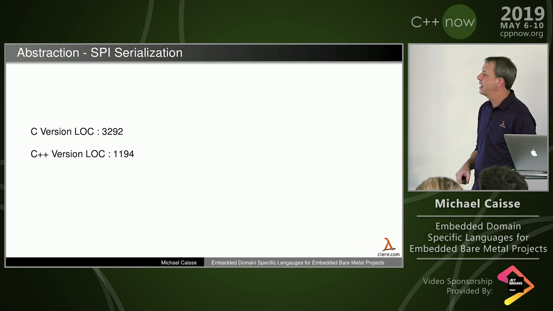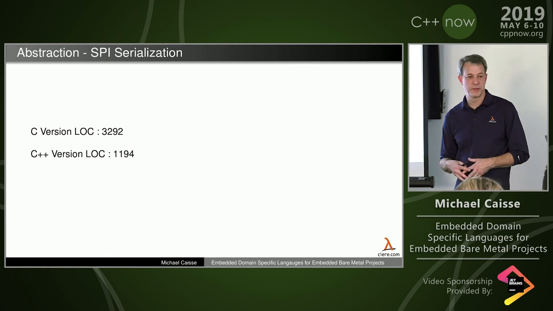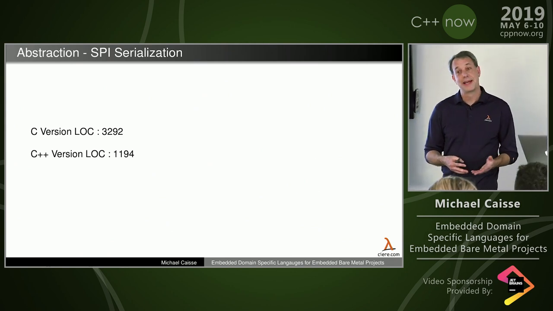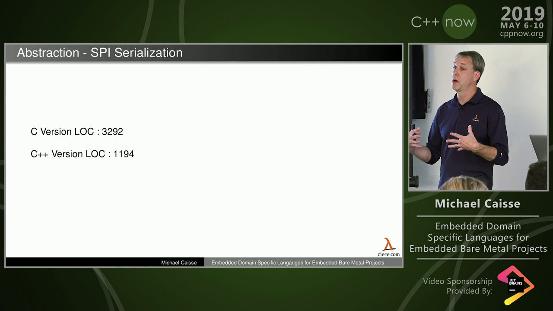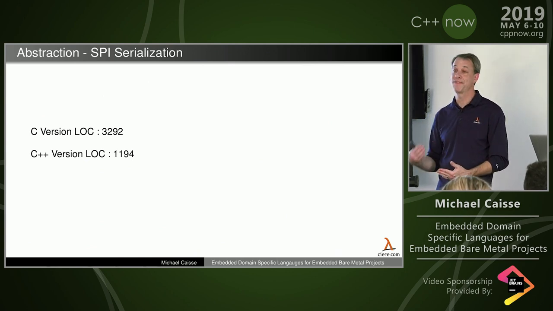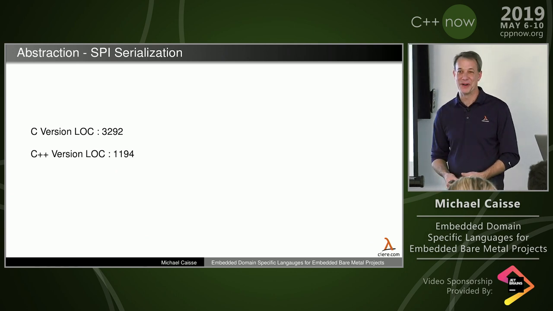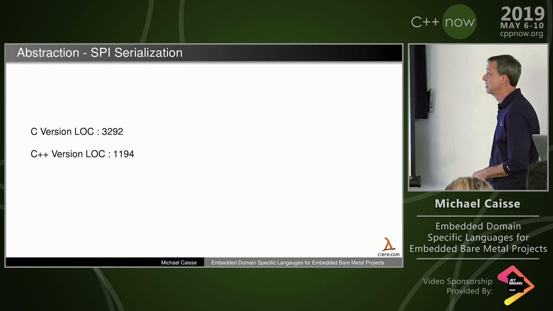So we had in the C, it was just over 3,000 lines of code. When we got done with the other version, it was just over 1,000 lines of code. And I don't know what the generated looked like. But what I do know is it was significantly faster and it fit on the device. And that's actually all I cared about. So it fit those two things for us.